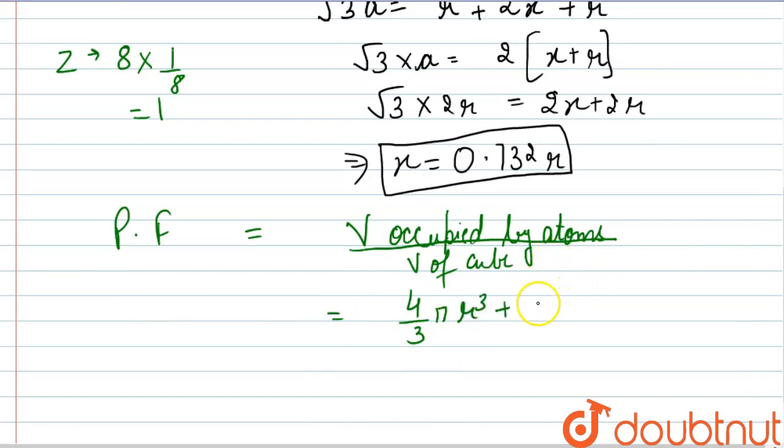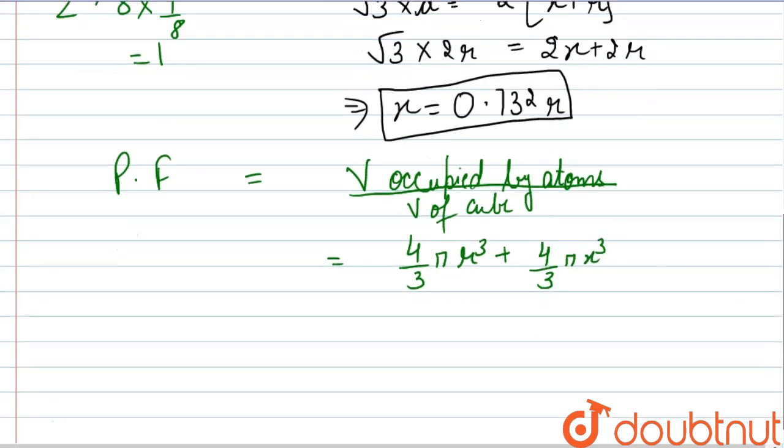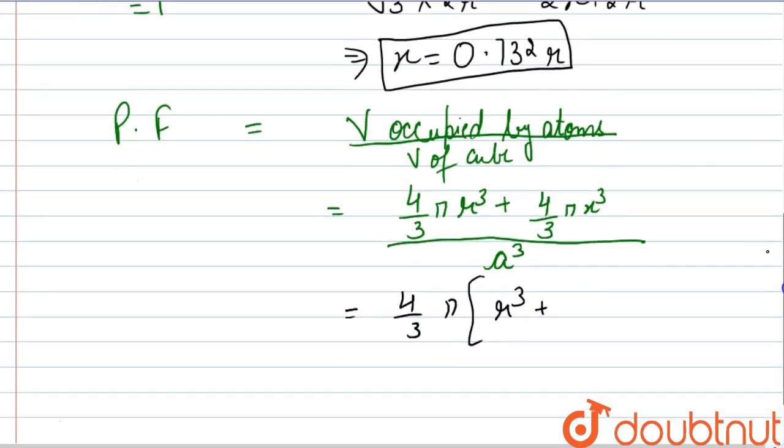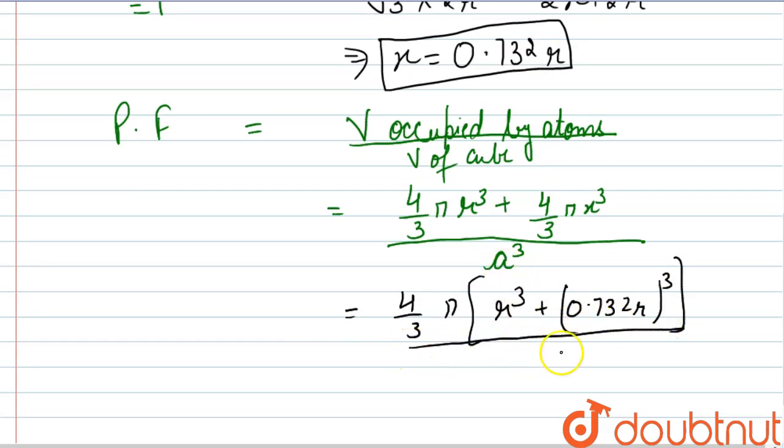Now one more atom is added, that is the interstitial atom. The volume of the interstitial atom will be added, that is 4/3 pi x cube, where X is the radius of that interstitial atom, divided by the volume of the cube, that is the cube of the side. Now from here we take 4/3 pi common, and we fill in the value of X, that is 0.732 R cube, and we fill in the value of A, that is 2R, so it will be 2R cube.